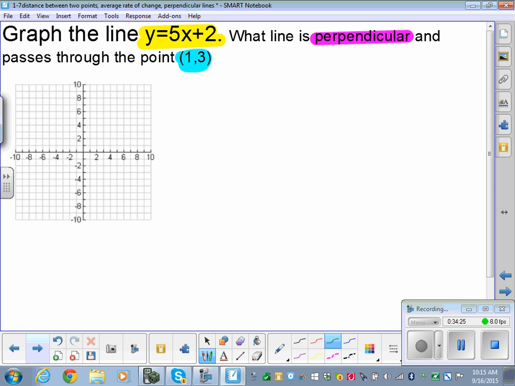Quickly, it says graph the line y is equal to 5x plus 2. What line is perpendicular and passes through this point? So first of all, I'm going to graph this line, y is equal to 5x plus 2. The first thing with graphing the line is graphing the y-intercept. The y-intercept is plus 2, so I'm going up to 2. That's where it's crossing the y-axis.